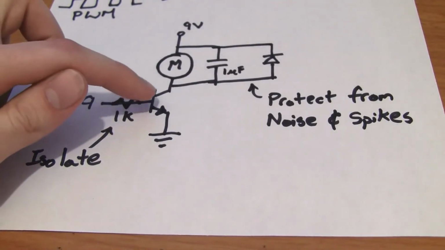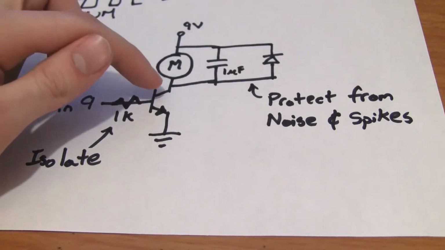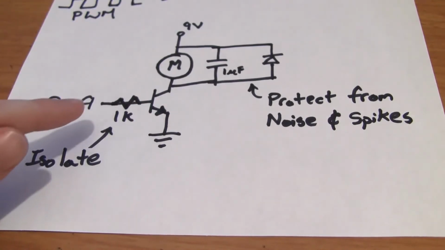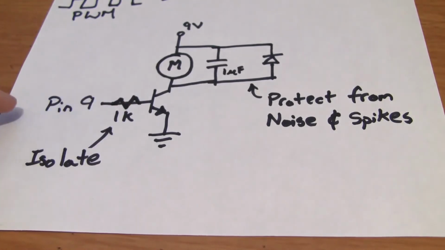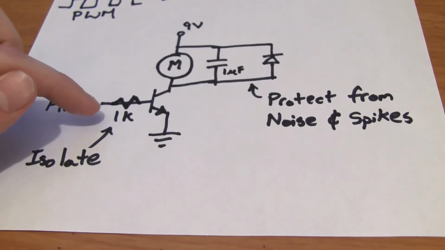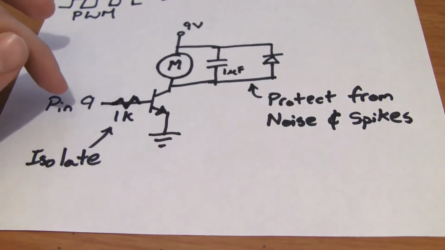Here's what our circuit will look like for controlling a standard DC motor. Here we can see our NPN transistor again. We have a motor connected between the collector of the NPN transistor and 9 volts. On the base, we have a 1K resistor connected from the base of the transistor to pin 9 of the Arduino, which is capable of PWM control. Pin 9 will send pulse width modulated signals through the 1K resistor to the base. We put in a 1K resistor here to isolate it from the 9 volt signal, just in case something shorts out. We don't have to worry about it breaking the Arduino.